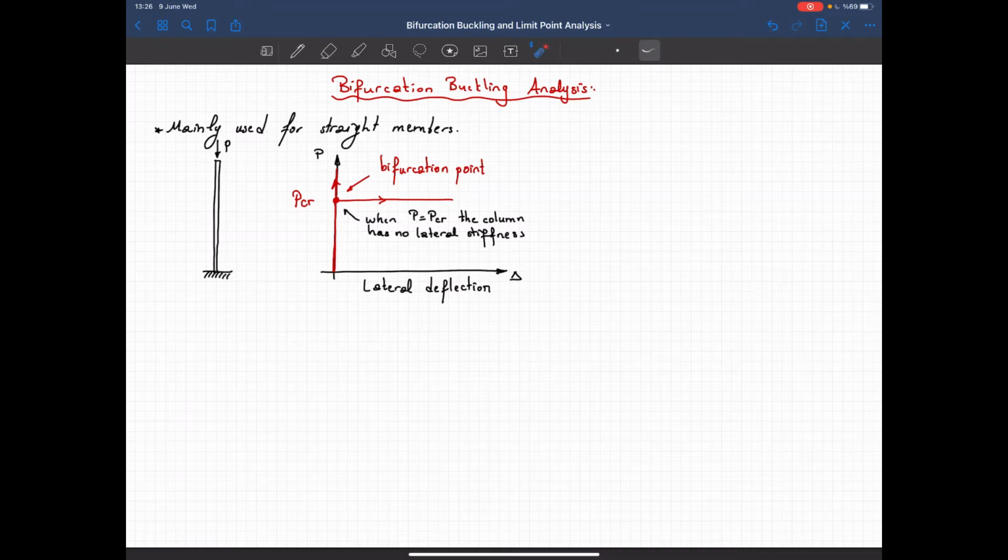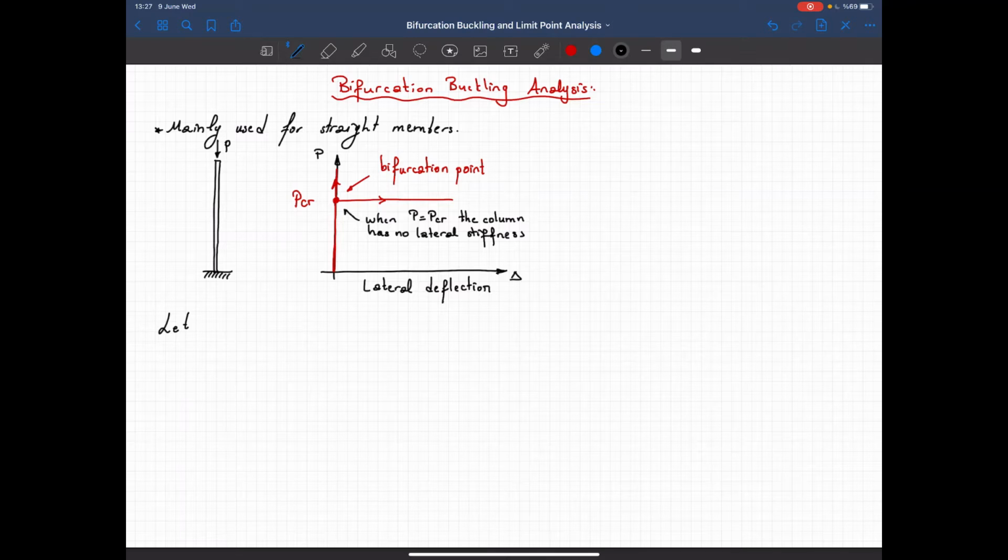Let's repeat. Here at this point, there's no lateral stiffness, meaning that any lateral deformation doesn't violate the equilibrium condition, because we will not see any lateral internal forces in there. So this path also satisfies the equilibrium, and we got these two paths, and at this point we have a bifurcation point.